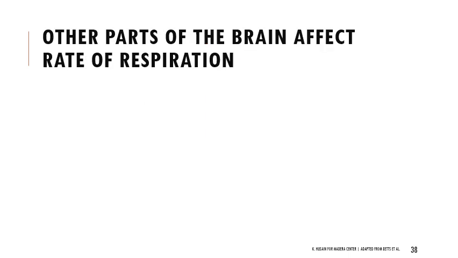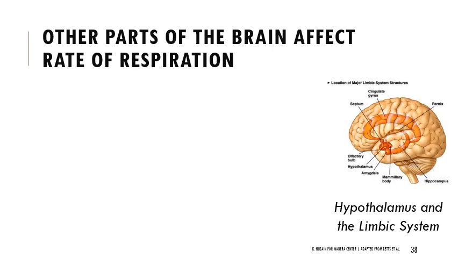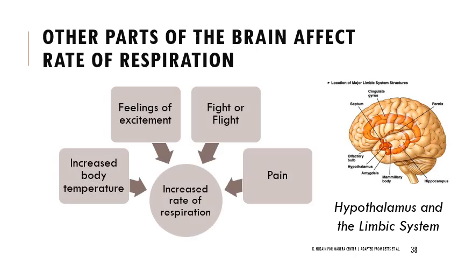So in addition to those respiratory centers, there are other parts of the brain that kind of tangentially affect the rate of respiration. In anatomy, you probably learned about the hypothalamus and the limbic system, and so those affect different body responses. And if we have things like increased body temperature, feelings of excitement, so different emotions, the fight or flight response, or pain, all of these might serve to increase the rate of respiration.